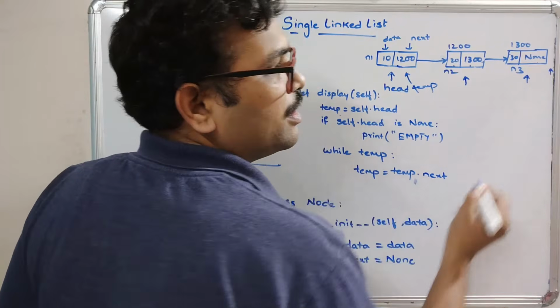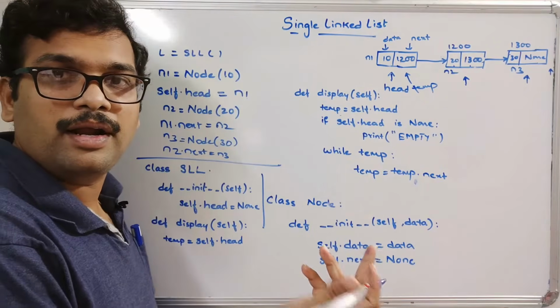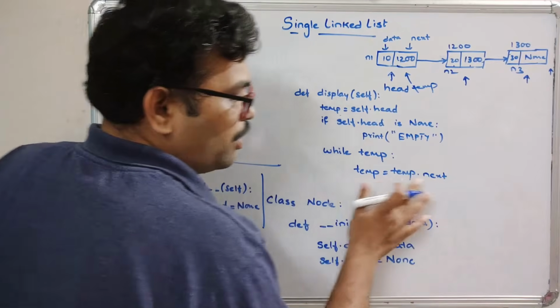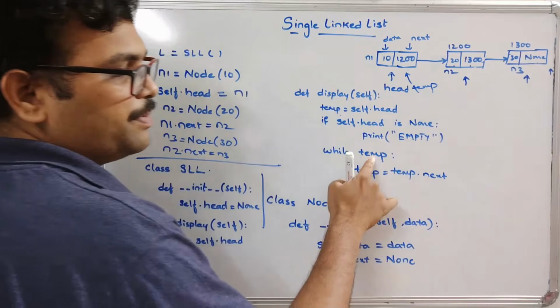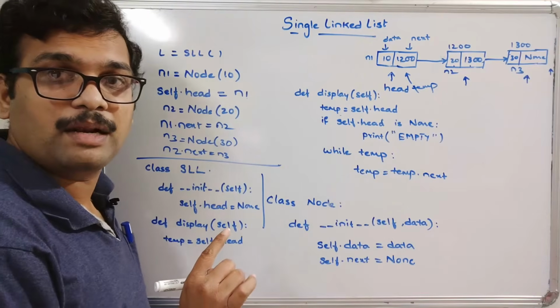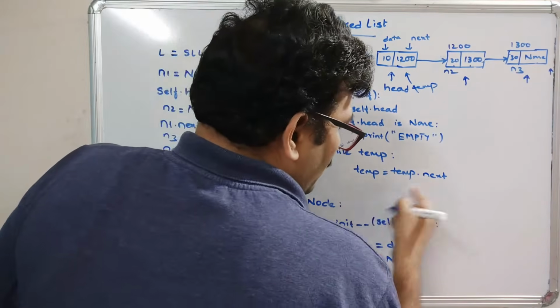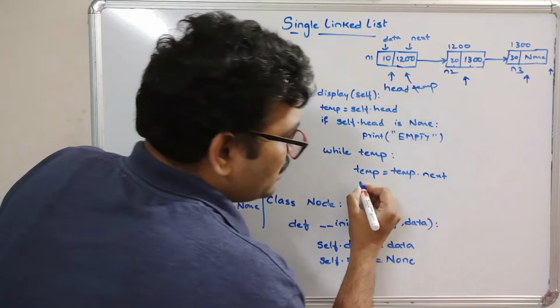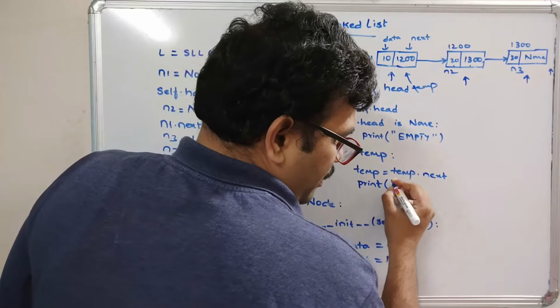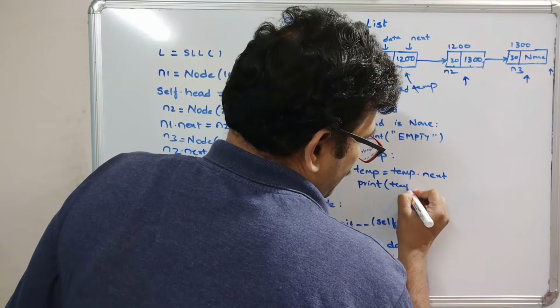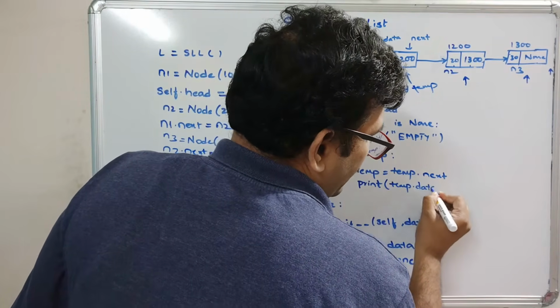It will move here. So there is no other node, right? It doesn't move there. So automatically temp dot next is none. So if temp is none, automatically the loop will be terminated. So for that, each and every iteration we are going to print temp dot data.